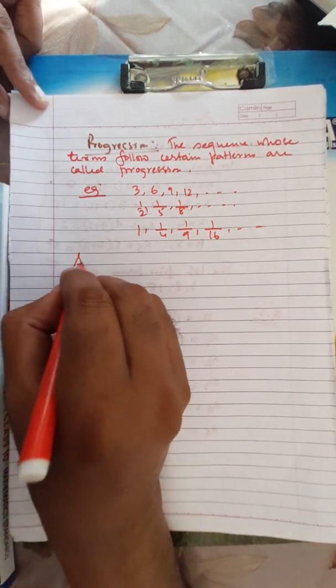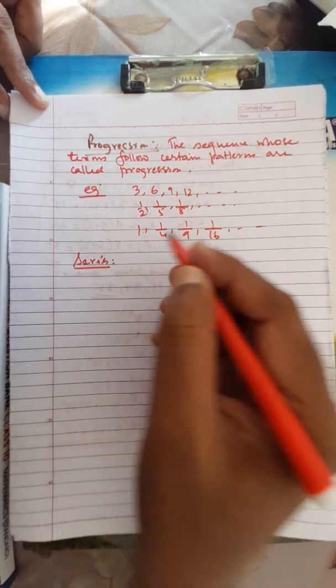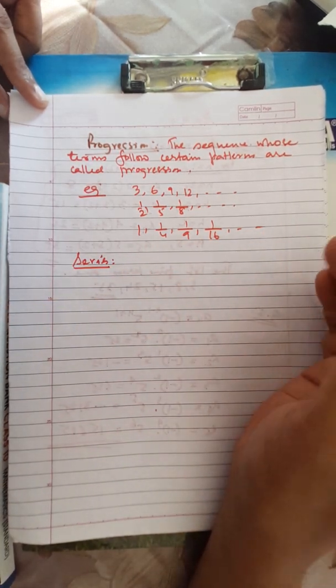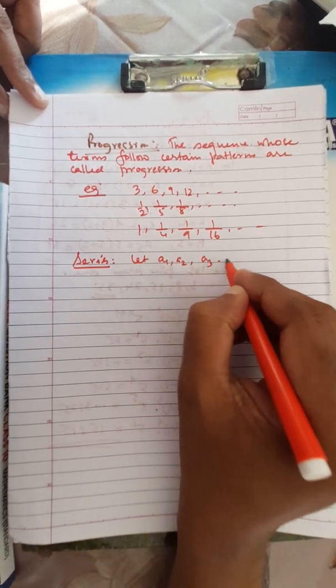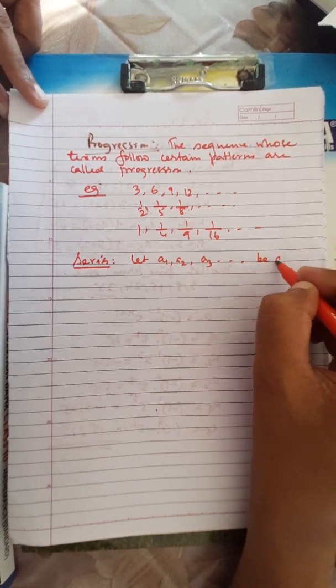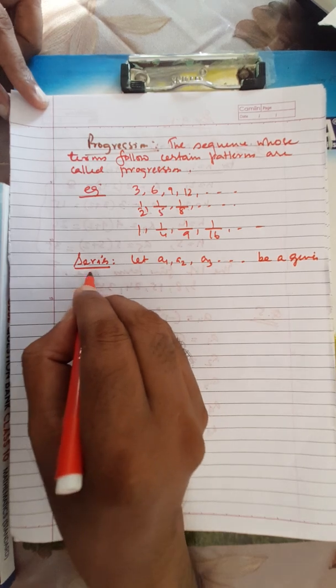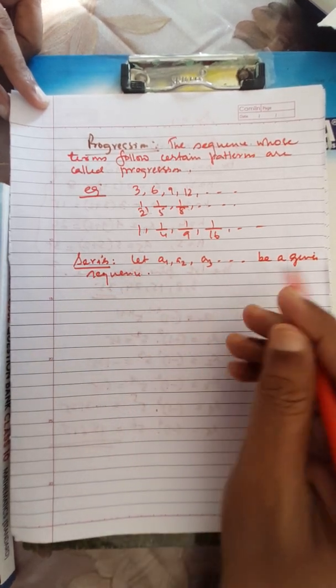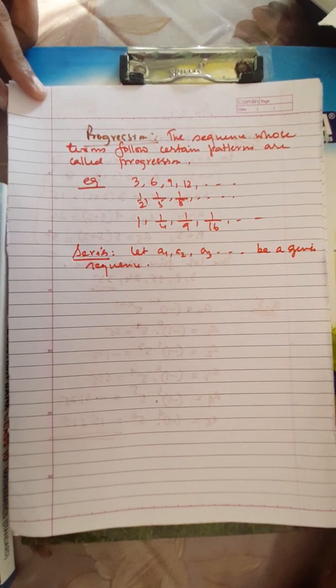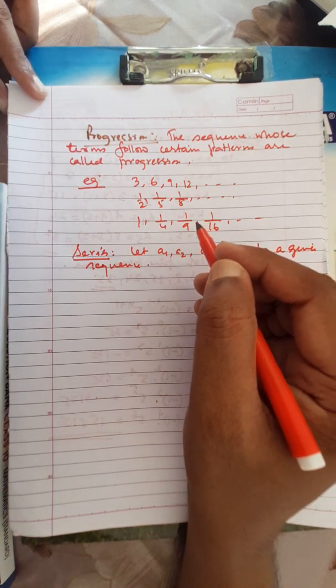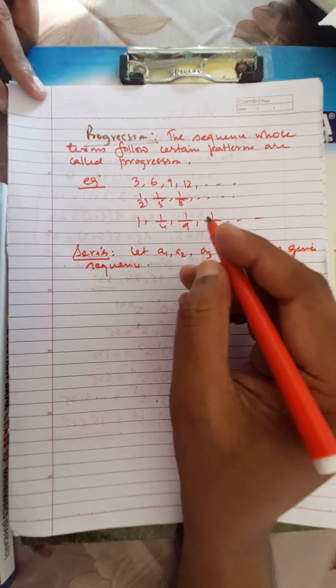Next is series. The word is related to sequence. Now, what is the difference between sequence and series? Let A1, A2, A3 be a given sequence. If these terms are written in an expression using the mathematical operation, addition or subtraction, then this expression is called series.